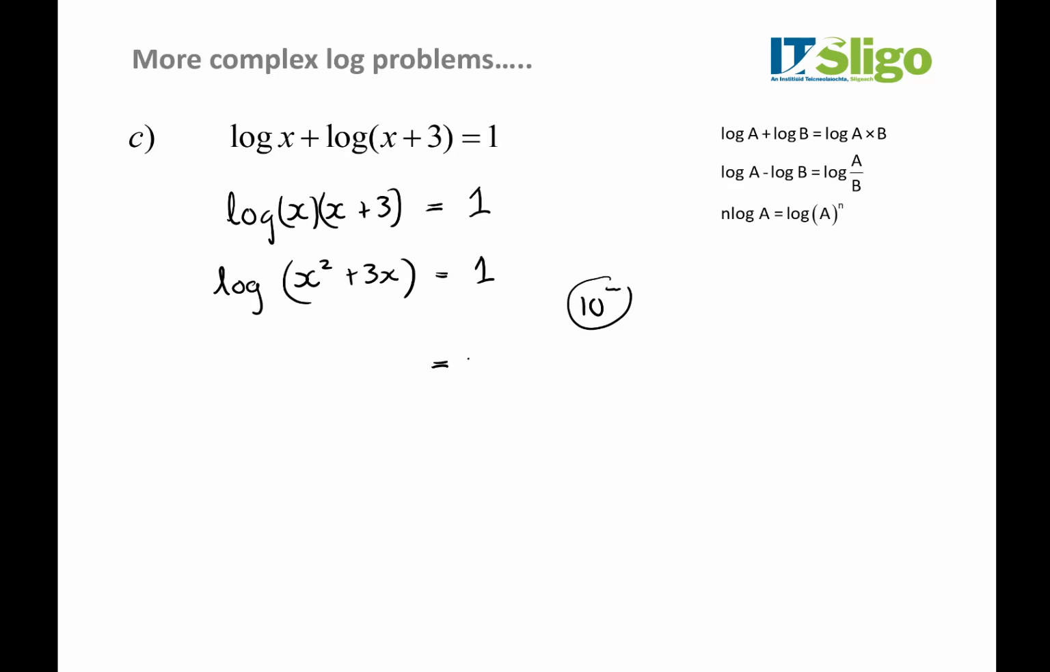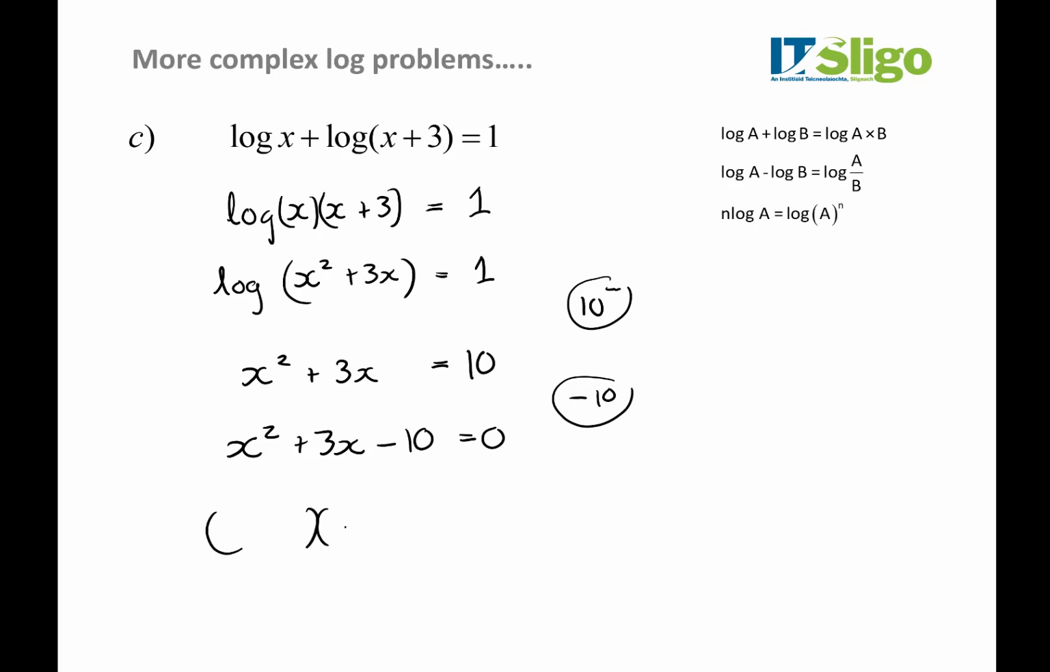So we raise both sides as a power on 10. We just get x squared plus 3x is equal to 10 to the power of 1. So I'm going to bounce the 10 over. We'll just get rid of the power. We don't need it. Subtract 10 from both sides. And we've got x squared plus 3x minus 10 is equal to 0.